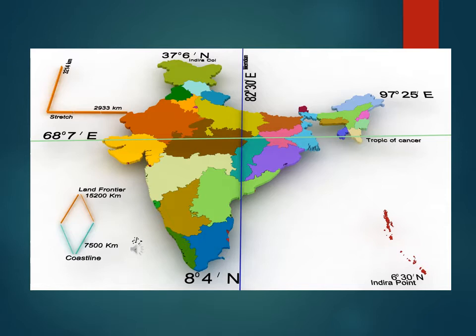But still, since these states are sharing ocean boundaries, because of the effect of these oceans and seas, we don't have those extreme temperature conditions. The nearness to the oceans always moderates the climatic condition of a place. So even though southern part of India is located in tropical region, we don't have that much extreme hot temperature here.